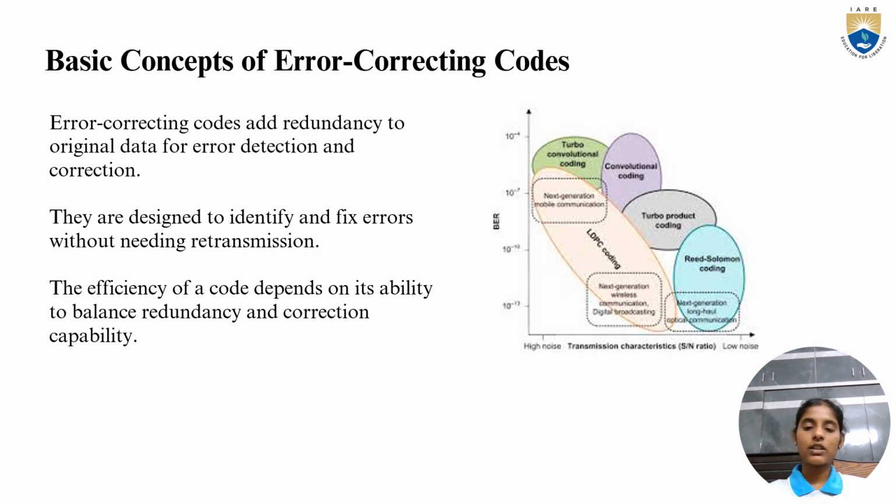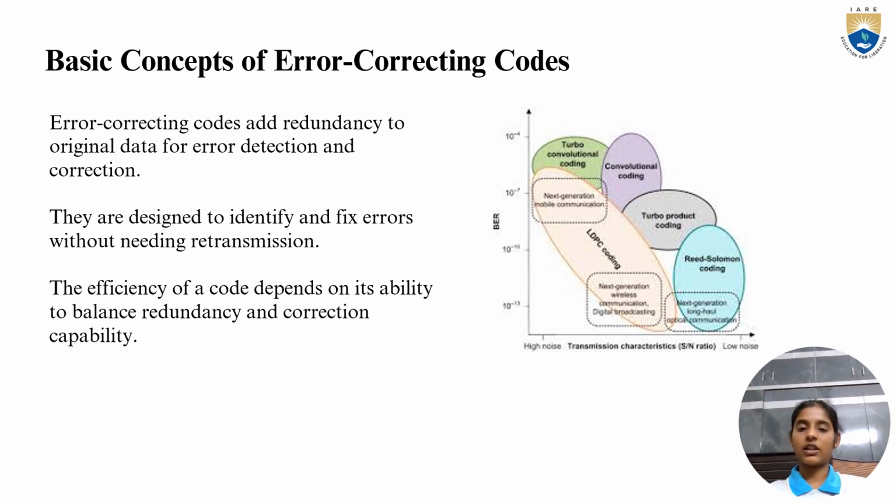Code distance. Code distance is the minimum number of bits that must be changed to transform one valid code word into another. Code distance determines the error detection and correction capabilities of a code. Hamming distance. Hamming distance is the number of positions at which two code words differ. Hamming distance is used to measure the similarity between code words.